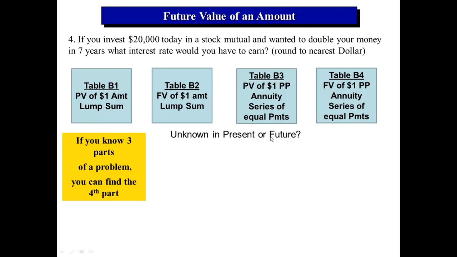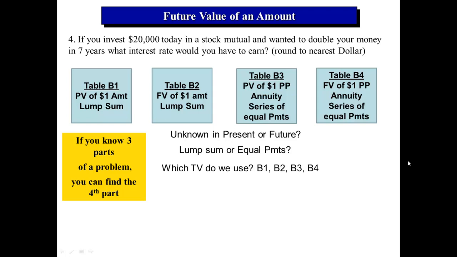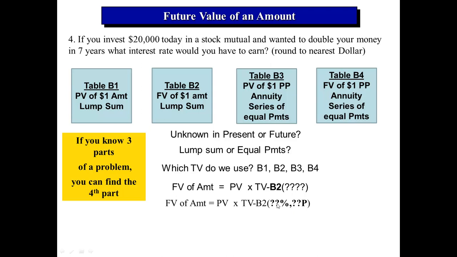The unknown, present, and future are really kind of irrelevant for this problem because we know both the present and the future. And they're both lump sums, so that's irrelevant also. But here's what we want to focus on. We want to use table B2: the future value and amount equals the present value times the table value based on what interest rate and what number of periods. So let's plug in the pieces that we know. We know that the future amount is $40,000. That is doubling your money, right? If today was $20,000, doubling our money is going to be $40,000.